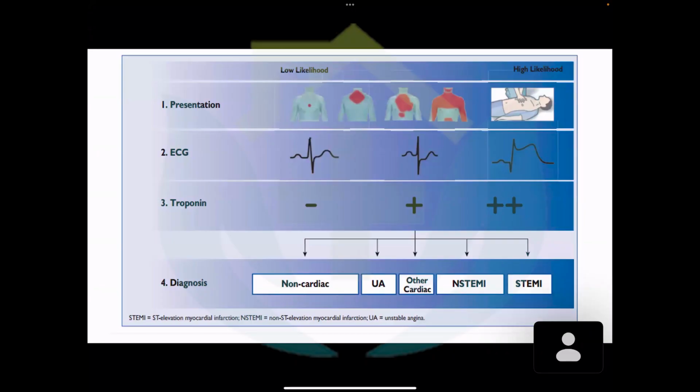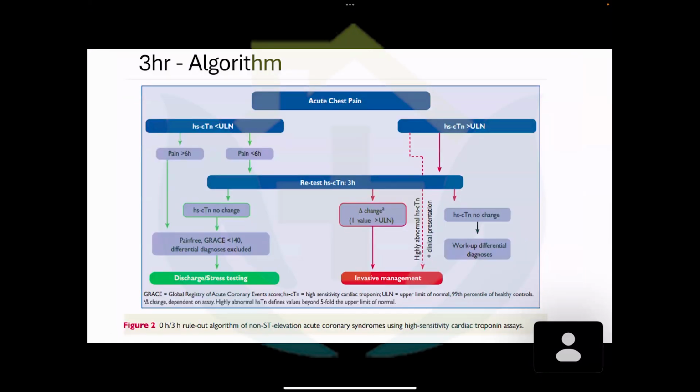Next you have to go for the biomarkers: troponin, HS troponin, and CKMB, already discussed. On the basis of this and the ECG, you have to diagnose either it is STEMI or non-STEMI. Previously, there was something called unstable angina. Unstable angina is when the presentation is similar to ACS, but the troponin is not elevated, and ECG changes will be there, ST depression will be there. If none of them are present, then obviously it is non-cardiac chest pain.